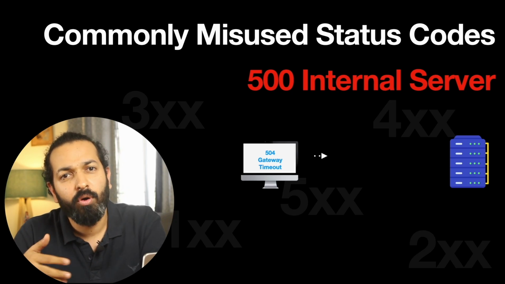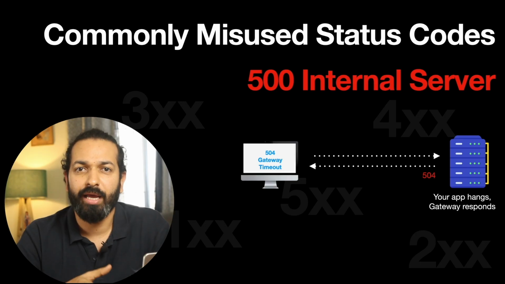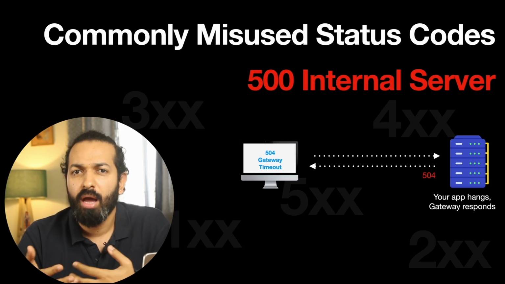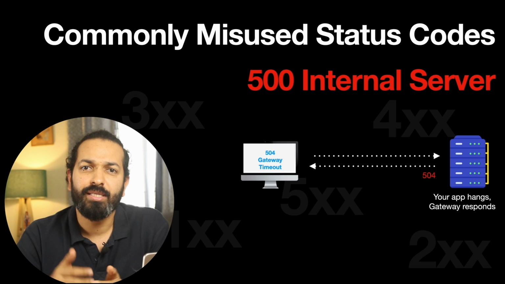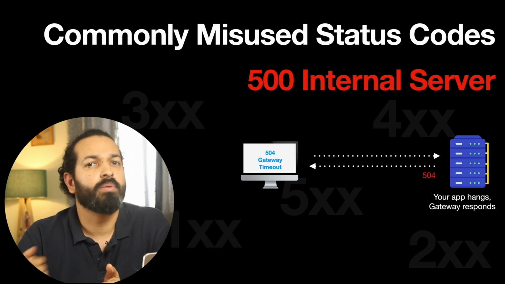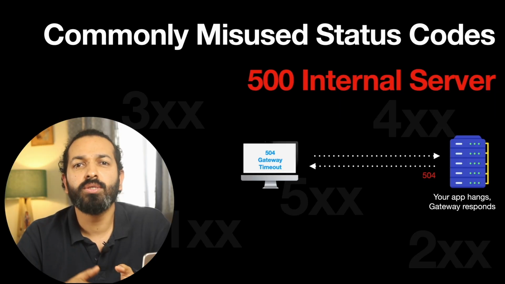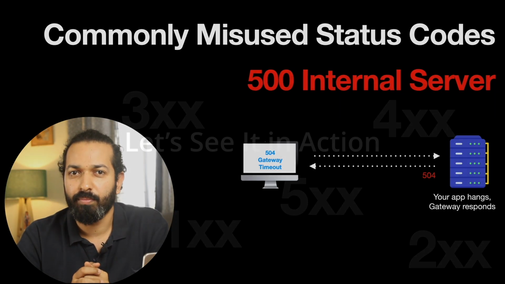But if your app calls a downstream service and that doesn't respond in the set threshold time, that's not the case for the gateway timeout. In that case, you would send some other error code depending on how you want to communicate this to the client. But 504 means the gateway did not receive the response from the service. So I hope that you got the differences and how these codes are being misused. Now let's look at a few of them in the demo.